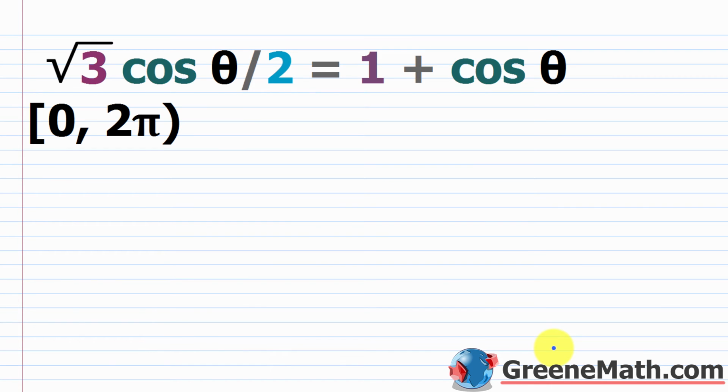All right, let's look at another example here. So we have the square root of 3 times the cosine of theta over 2 is equal to 1 plus the cosine of theta, okay? Again, same interval from 0 to 2 pi, 0 is included. Again, if you see something like this, you have cosine of this and cosine of this, well, you can go ahead and use your identity.